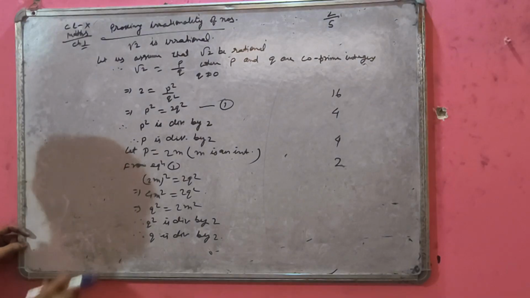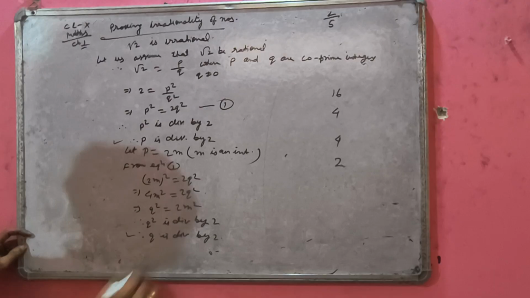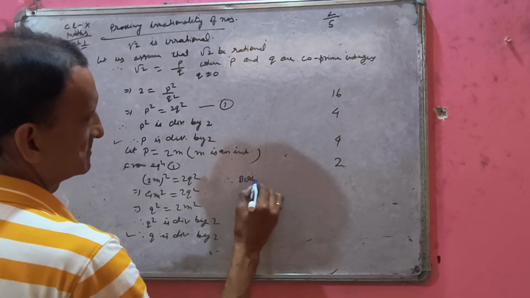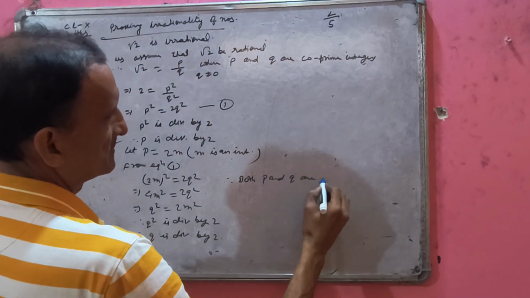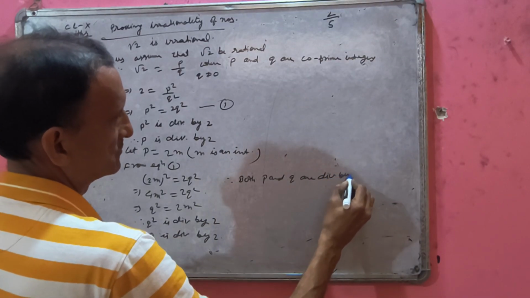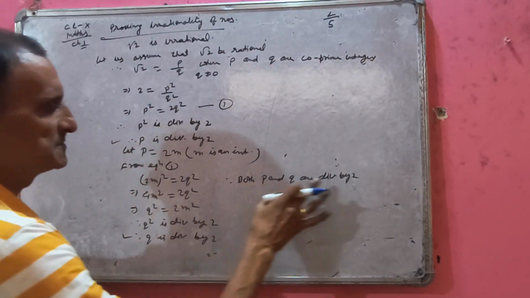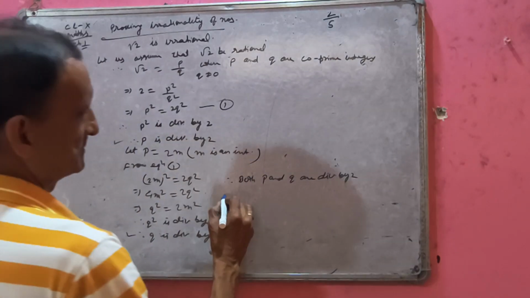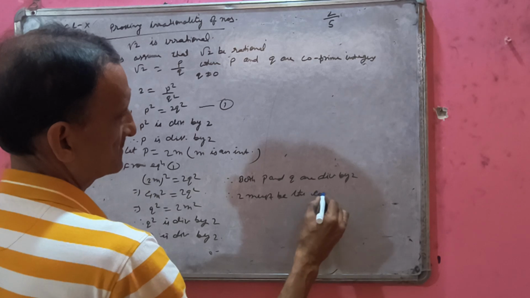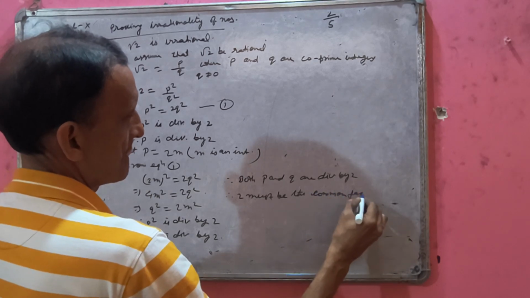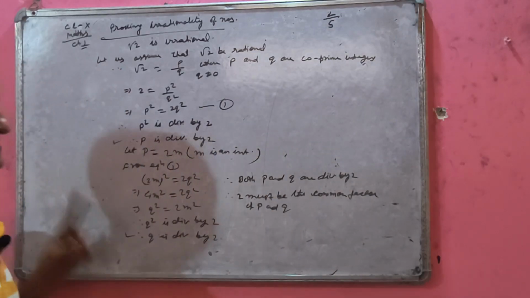What did you understand? Both p and q are divisible by 2. What is the meaning? If both p and q are divisible by 2, then 2 must be a common factor of p and q. But see, this is the contradiction.